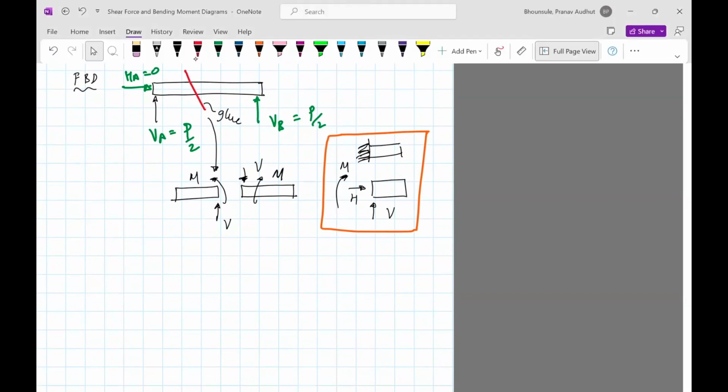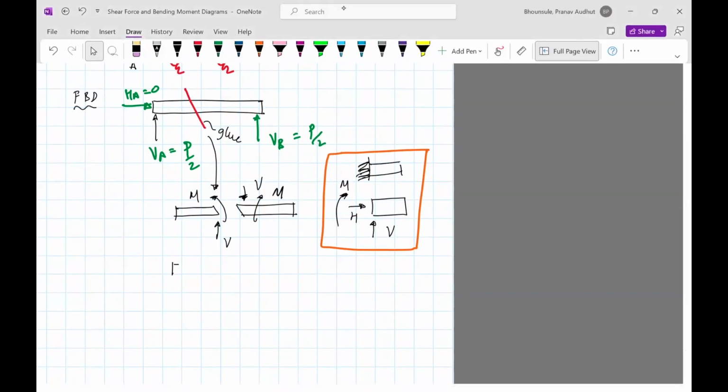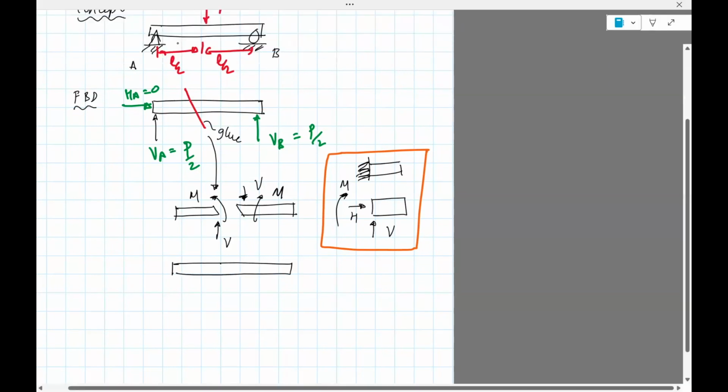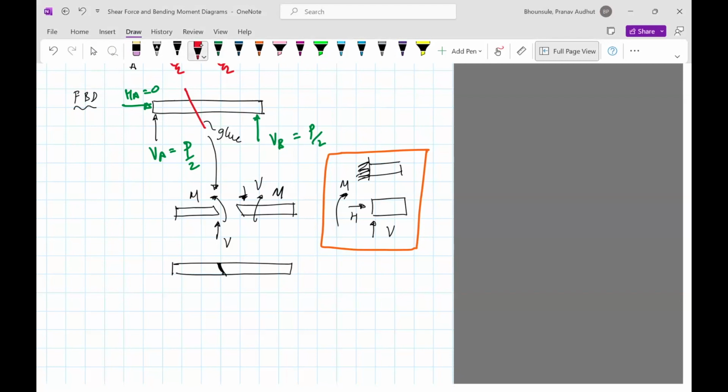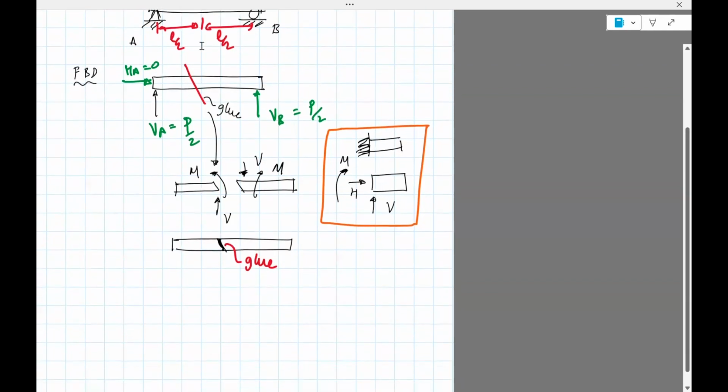Okay, now we do the reverse. We have actually cut it up. We can actually glue it together. You should draw it like this. So now if you take the beam and you glue it together, this glue has to basically overcome V and M. It has to keep it connected, keep it joined. It has to be able to sustain a moment M and a shear force V.